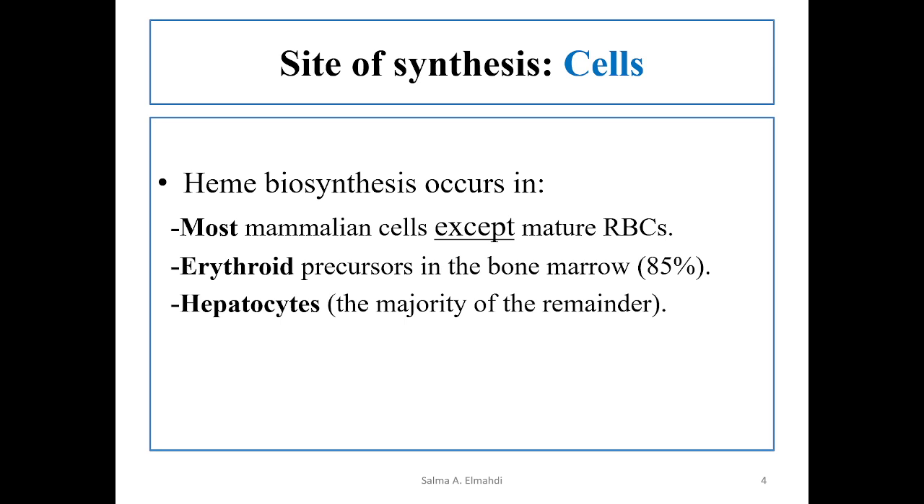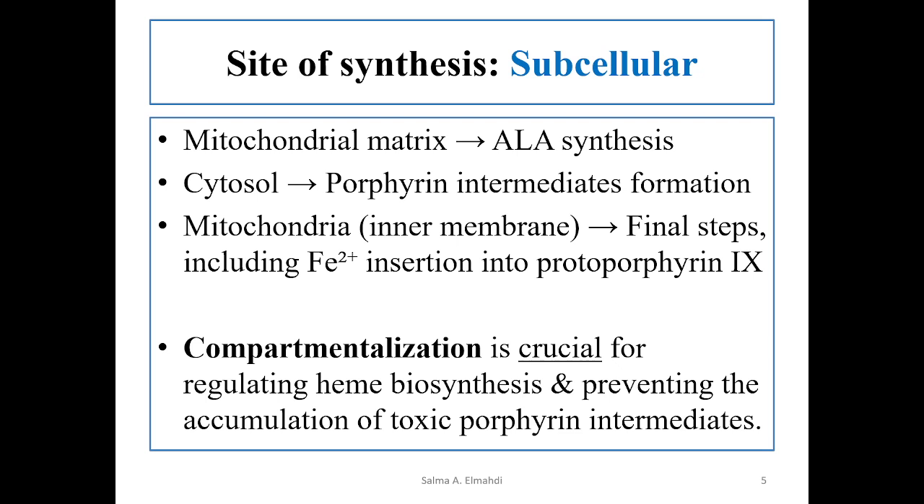However, immature RBCs or early precursors of RBCs, known as erythroid precursors, in the bone marrow synthesize up to 85% of heme, and this makes sense because heme is part of hemoprotein, which is the main package of the RBCs. Heme synthesis also occurs in hepatocytes, which accounts for the majority of the remaining 15%. At the subcellular level, heme synthesis occurs in both the mitochondria and the cytosol.